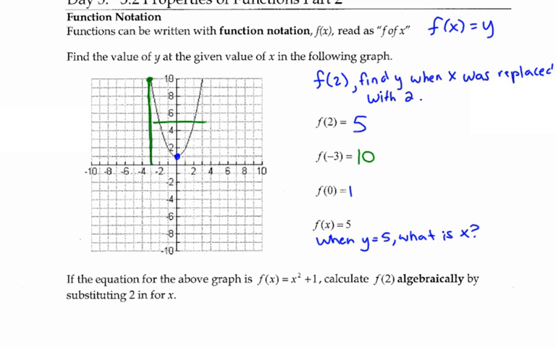Uh-oh. When y is 5, there's two different values for x. What are the two values? Negative 2 and 2. So f of 2 equals 5 and f of negative 2 equals 5. Right? So there's two x values that would give you the output of 5.